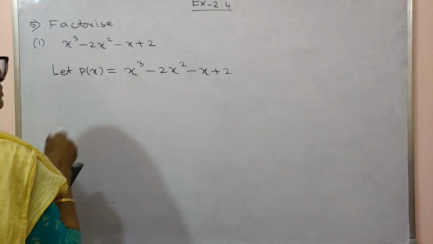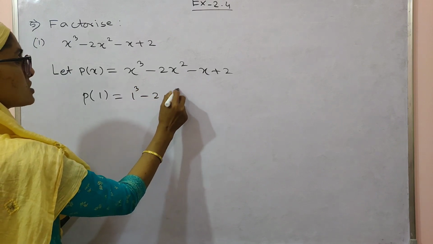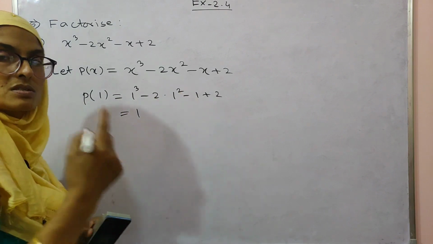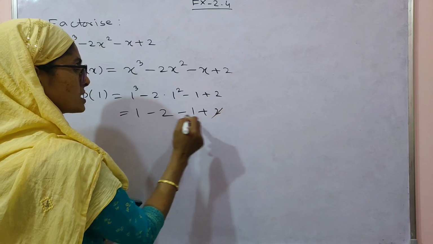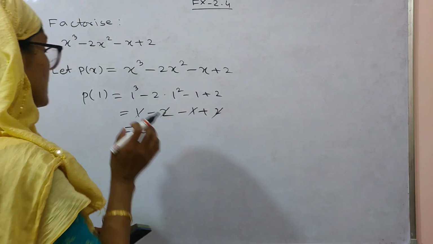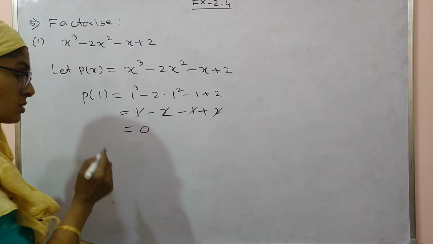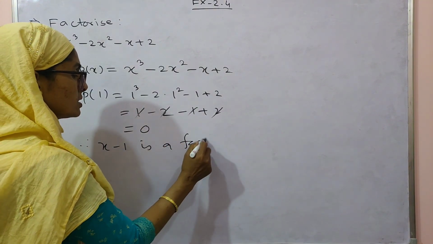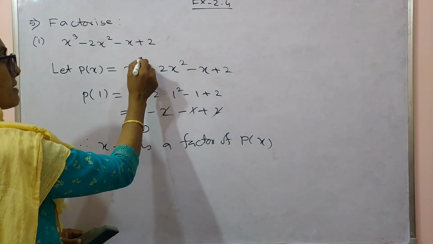So first put the value of x equal to 1: 1 cube minus 2 into 1 square minus 1 plus 2. 1 cube means 1, 2 into 1 square means minus 2, minus 1 plus 2. Minus 2 plus 2 cancel, 1 cancel, you will get 0. For the value of x equal to 1, p(x) equals 0, therefore x minus 1 is a factor of p(x).